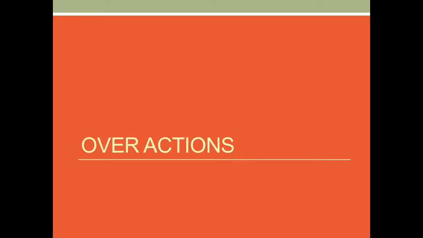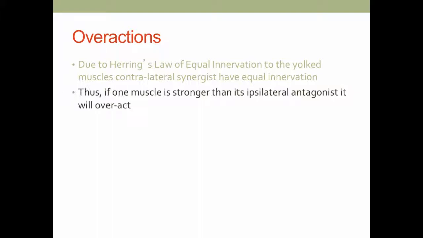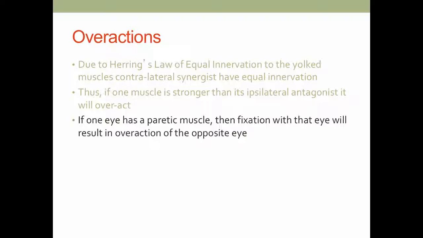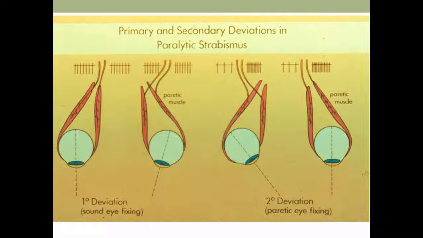Let's first talk about overactions. Overactions can occur during paresis, and it's due to the fact that we get an over response when the paretic muscle is trying to fixate, and therefore we will have a difference between primary gaze when the sound eye is fixating versus the paretic eye that is fixating.